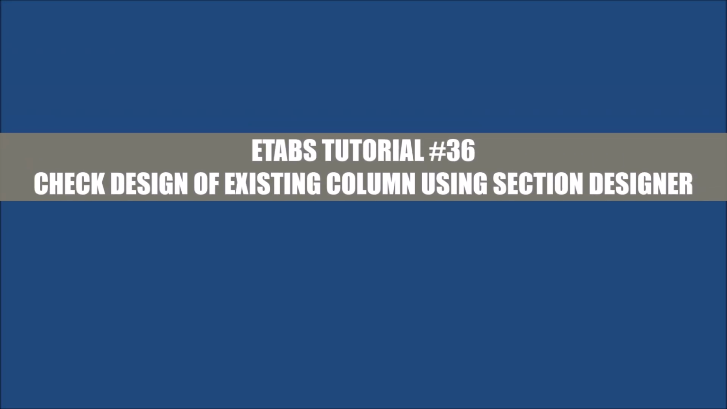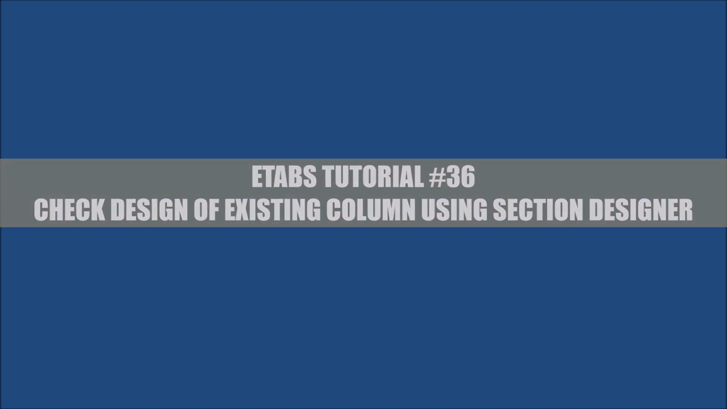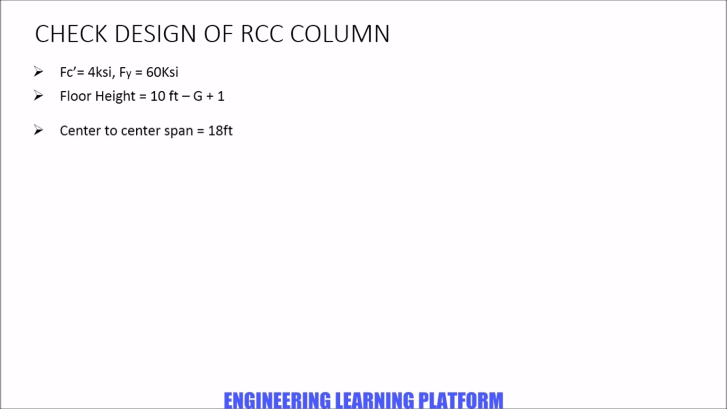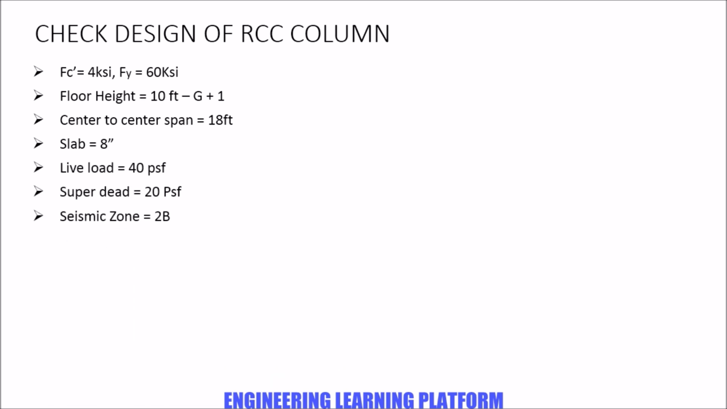In this video, we are going to learn how to use Section Designer for checking the columns of existing buildings or structures. First of all, we have to take a look at the existing columns. The material properties are given, the floor height configuration is shown, the center to center span is 18 feet, the slab properties, live loads, super dead load, and the seismic configuration is shown.